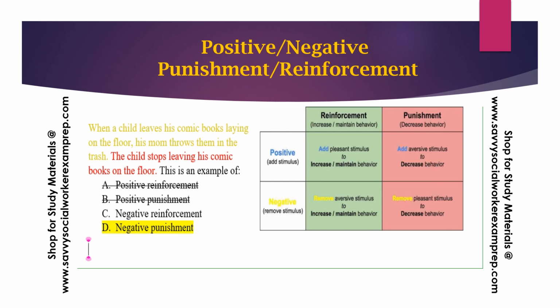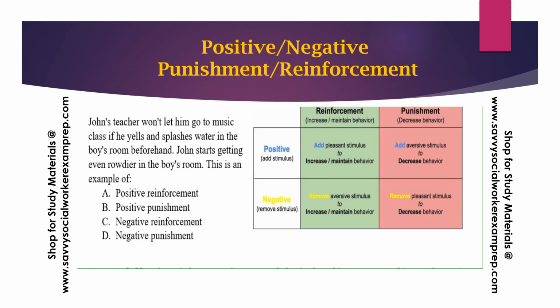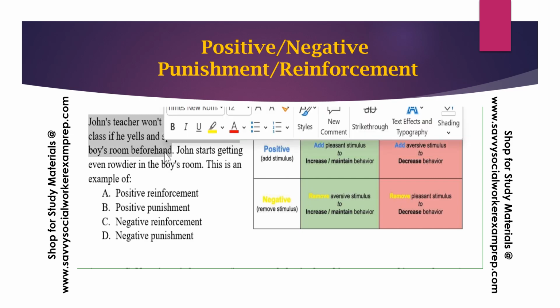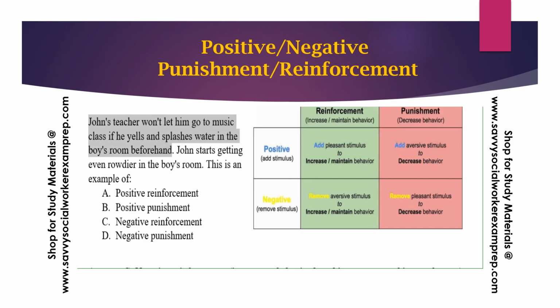or withholding something pleasant. John's teacher won't let him go to music class if he yells and splashes water in the boys' room beforehand. John starts getting even rowdier in the boys' room. This is an example of, okay? So now, John's teacher won't let him go to music class if he's yelling and splashing water, right? So that means John's teacher is removing something, which says to me this is going to be negative because he's taking something away from John.